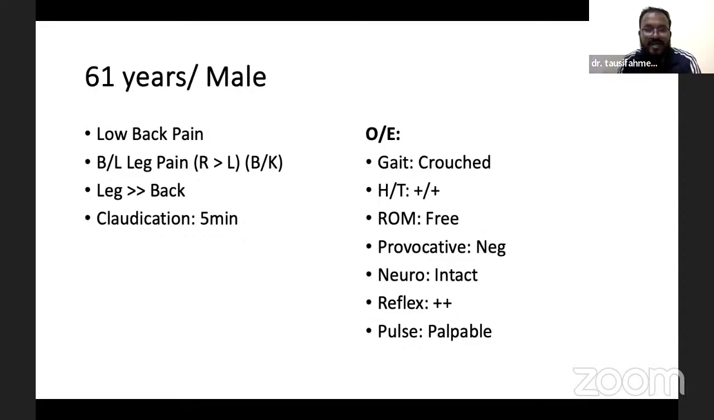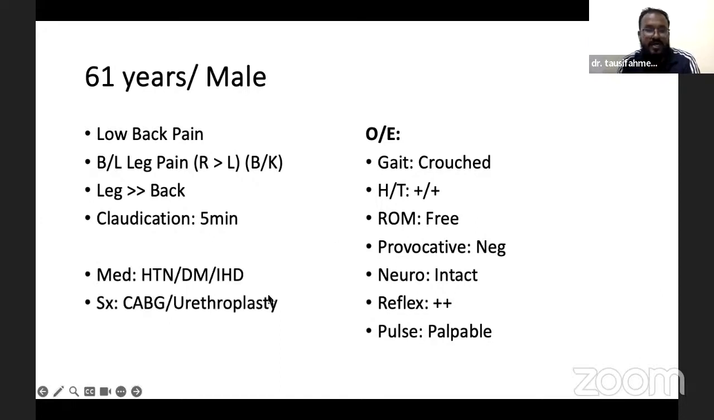Going forward, the two more histories which are important here are the medical history and surgical history, because we know these are elderly patients, and to bring them on the table, this much history is absolutely necessary. Our anesthetist guys are also very concerned about this. So this guy is hypertensive, diabetic, he has IHD, he has undergone CABG and some urethral procedures. So what next? Shashank, what next?